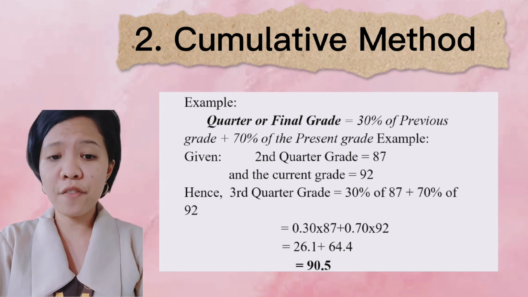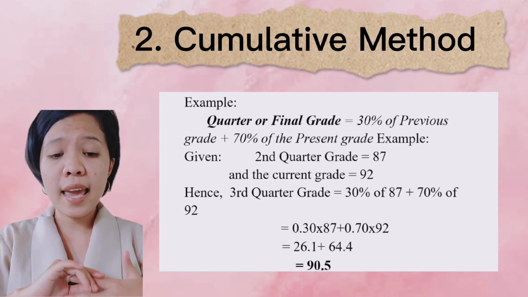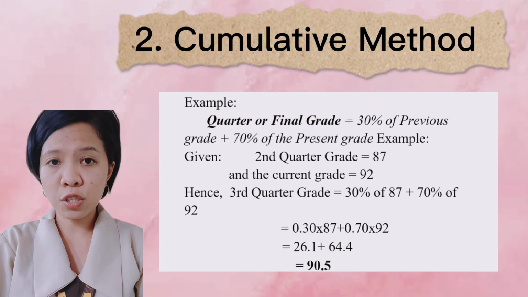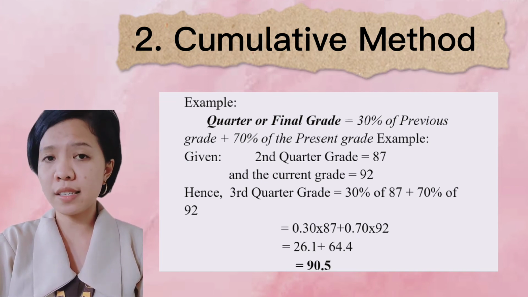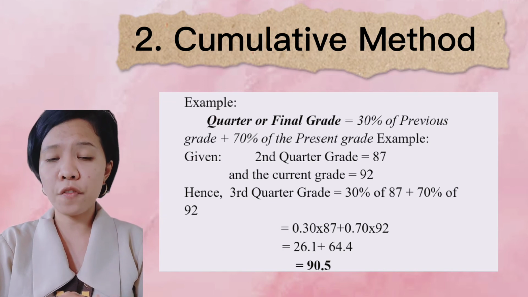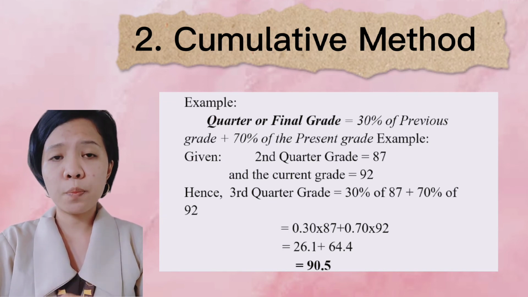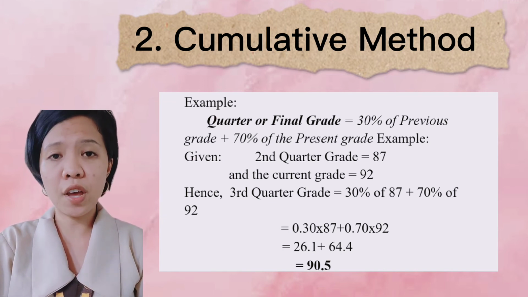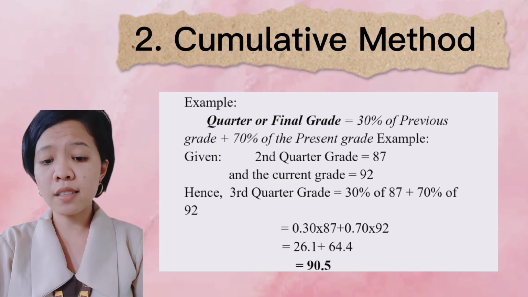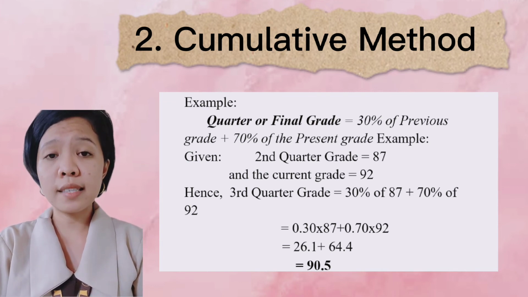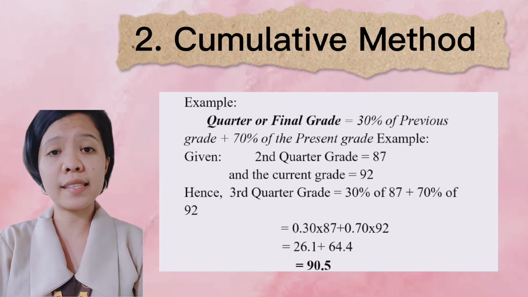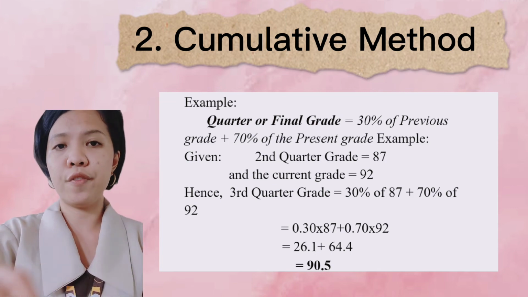Example given. There is 87 in the second quarter grade and the current grade is 92. Hence, the third quarter grade is 30% of 87 plus 70% of 92, or 0.30 times 87 plus 0.70 times 92, which is equal to 26.1 plus 64.4, so the quarter or final grade is 90.5.